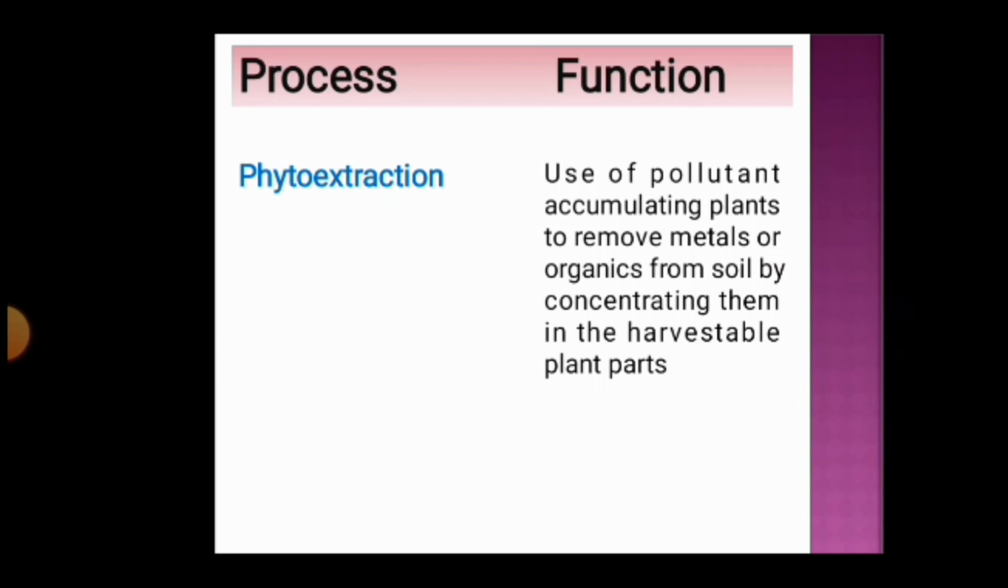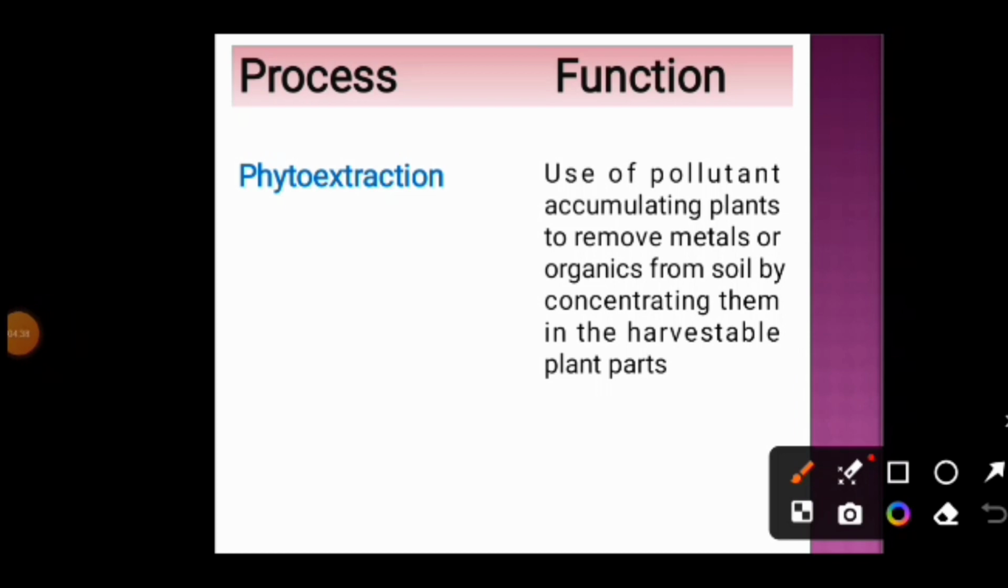First, we will discuss phytoextraction and its function. The function of phytoextraction is the use of pollutant-accumulating plants to remove metals or organics from soil by concentrating them in the harvestable plant parts. So, in phytoextraction, the metals and the organic contaminants of the soil are concentrated in the harvestable plant parts. Thus, it cleans up the environment.